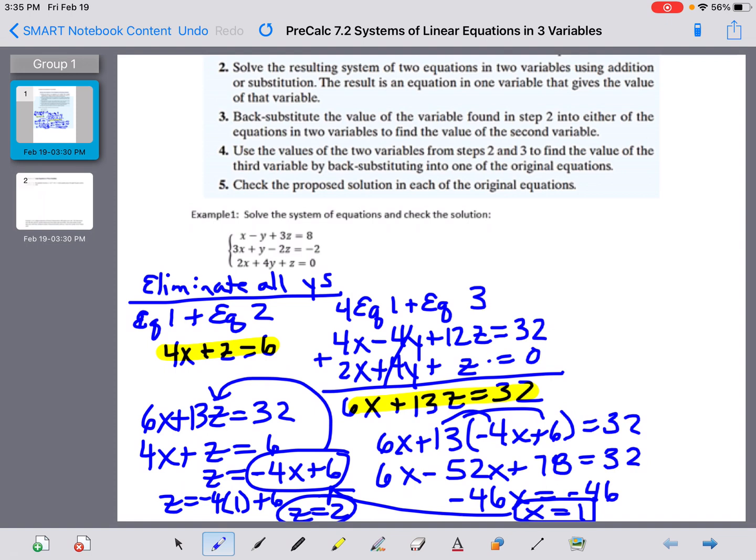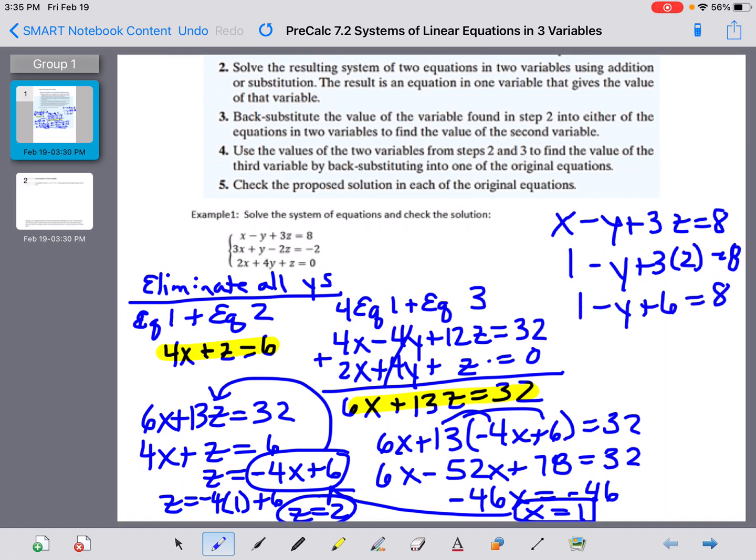I need my y. I can plug it into any one of those first ones. I'm going to go up to the very top one. x minus y plus 3z equals 8. All right, I know my x is 1. I don't know my y. My z I found was 2. All right, I get 1 minus y plus 6 equals 8. I get negative y plus 7 equals 8. So subtract my 7, divide by negative 1, and I get y equals negative 1. So my ordered triple this time: the x is 1, the y is negative 1, and my z is 2.